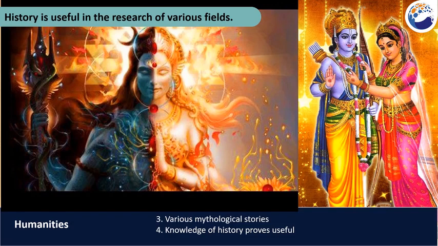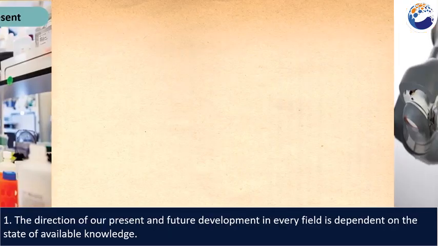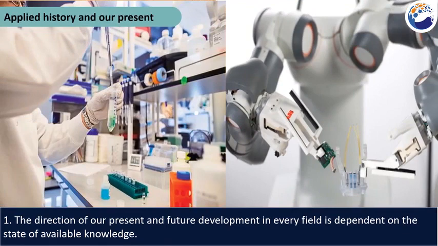4. Various disciplines under humanities have theoretical foundations based on philosophical theories. Only historical knowledge can help us in understanding these developmental stages. How can we correlate applied history with our present?